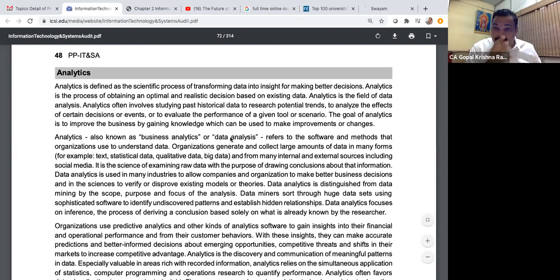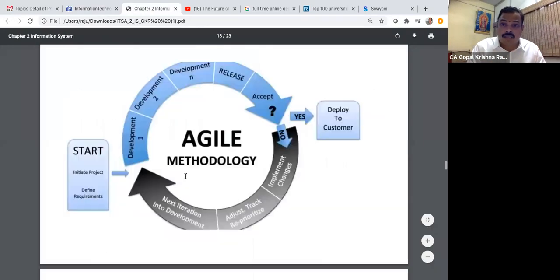Right. Now, analytics: what does your study material speak about? Please look here. Analytics is defined as a process of transforming data into insight for making better decisions. That is why the first part of your chapter speaks about three types of questions: data, information, knowledge. They give you the abstract part, then they give you the practical part. That is also an exam question.